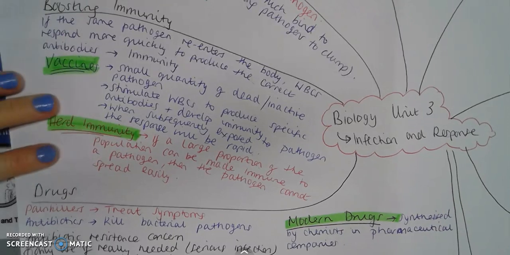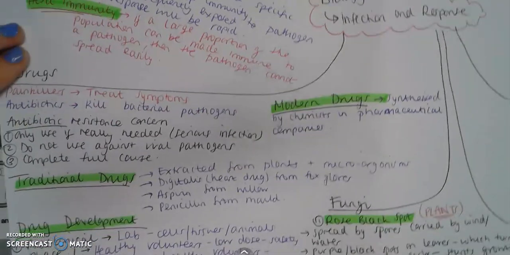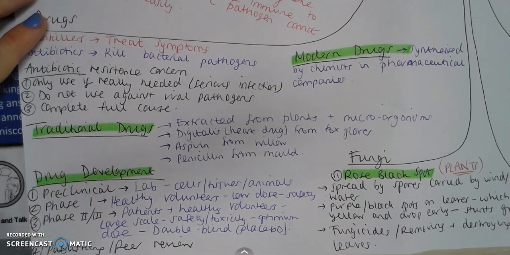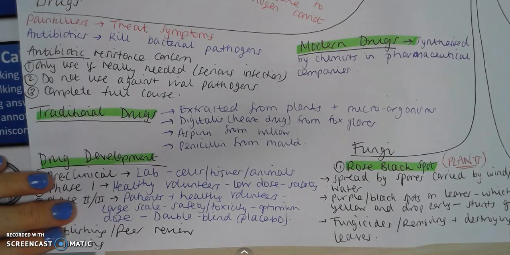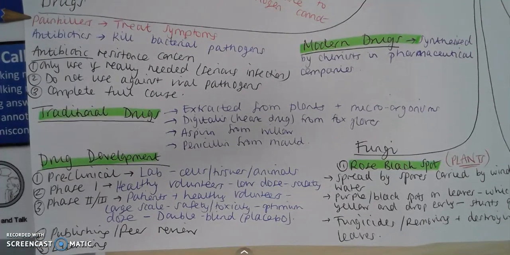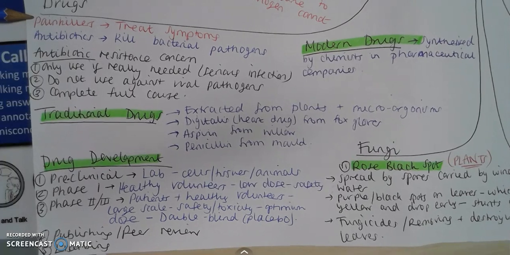Final section of Unit 3 then is looking at other types of drugs and treatments in general. So when we're thinking about drugs, there's two main groups we need to think about. Painkillers are those that are just used to treat the symptoms. They don't actually destroy the pathogen or anything like that. It's just a case of reducing the symptoms.